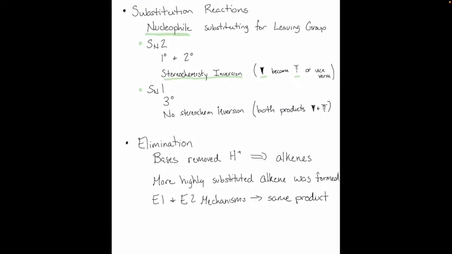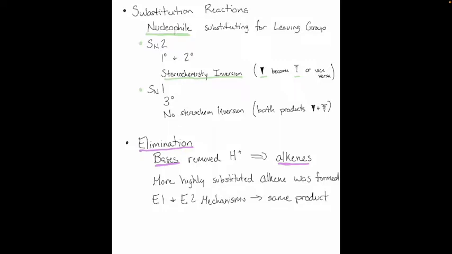When it's participating in what we called an elimination reaction, that's when it's playing the role of a base. Bases accept protons. The products of these elimination reactions are alkenes, and it's always the more highly substituted alkene that's formed. So if you have multiple alkenes that could be formed, you always pick the more highly substituted one. There are two different mechanisms, E1 and E2, for this, but they both lead to the same product.